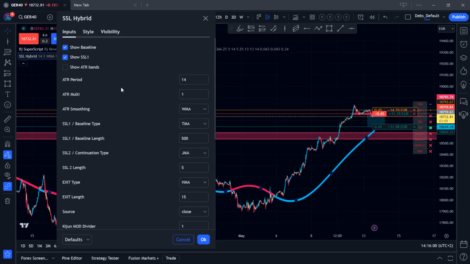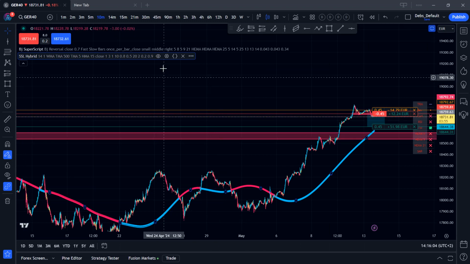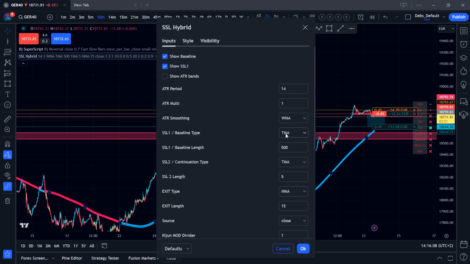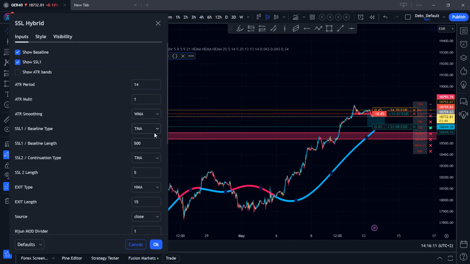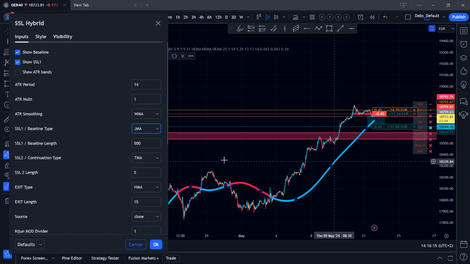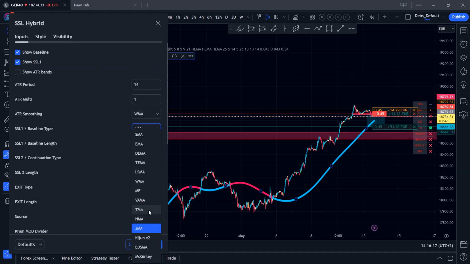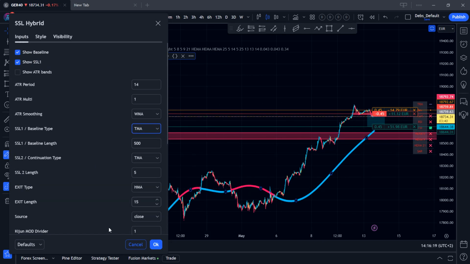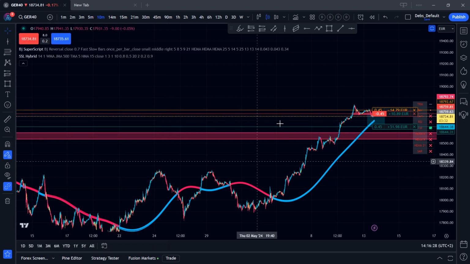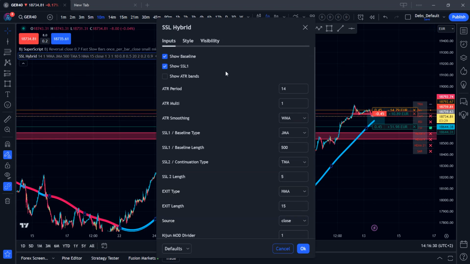As you can see, hold on. I'll cancel that. See, this one is on TMA. If you change it to GMA, you're gonna see that it is a little bit earlier. Go back to TMA. See? So I'm gonna set it to GMA. GMA is a little bit earlier than the TMA, so that's what we're gonna use for this strategy.